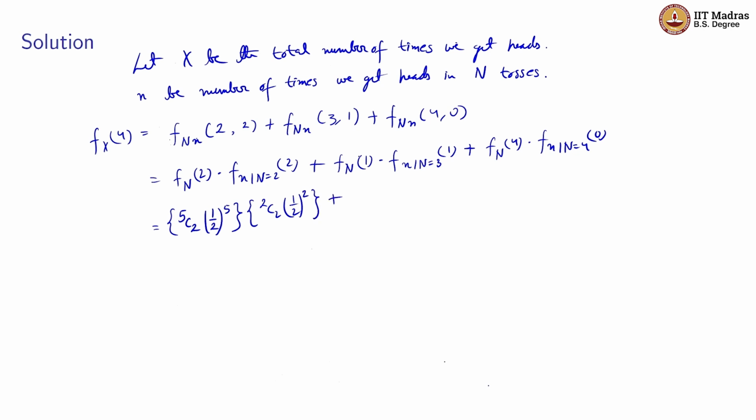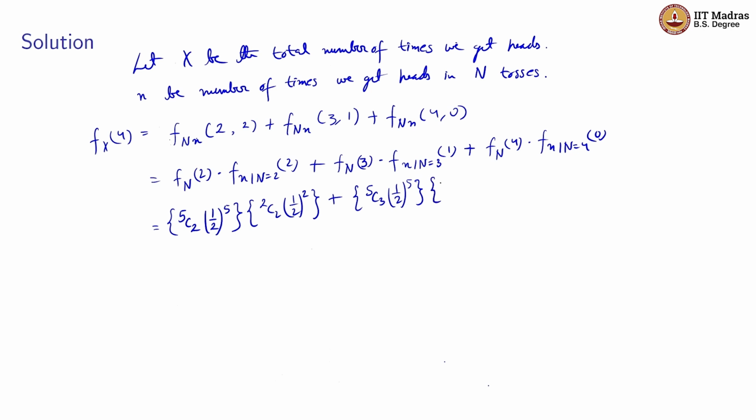So this should be 3 here. So this should be marginal of capital N is equal to 3. So probability that capital N is equal to 3 will be equal to 5c3 into 1 by 2 raised to the power 5, because the coin is getting flipped 5 times and out of that we want to find the probability of getting 3 heads.